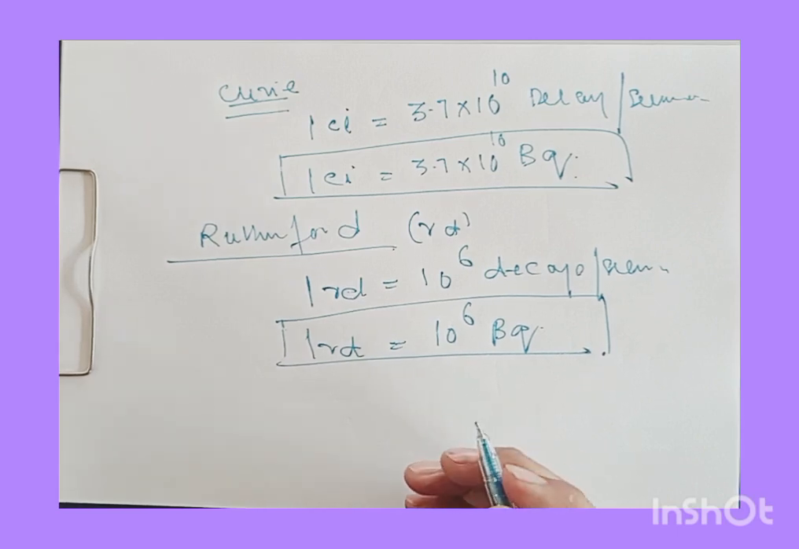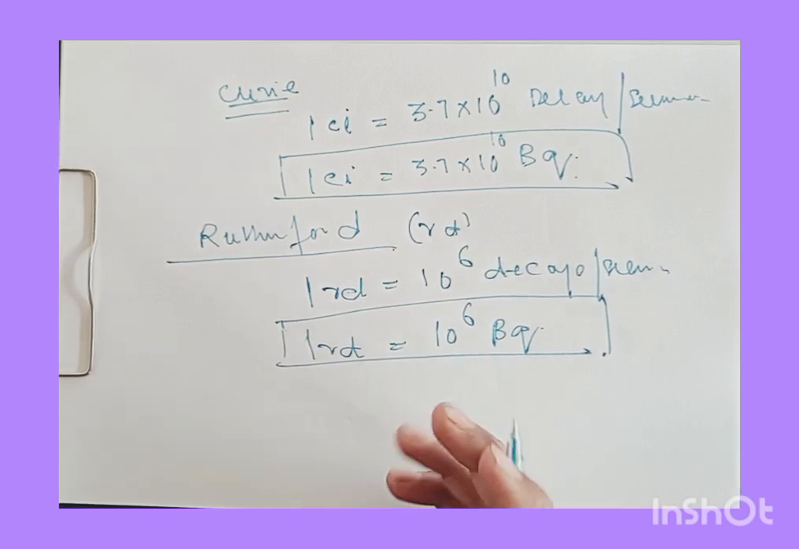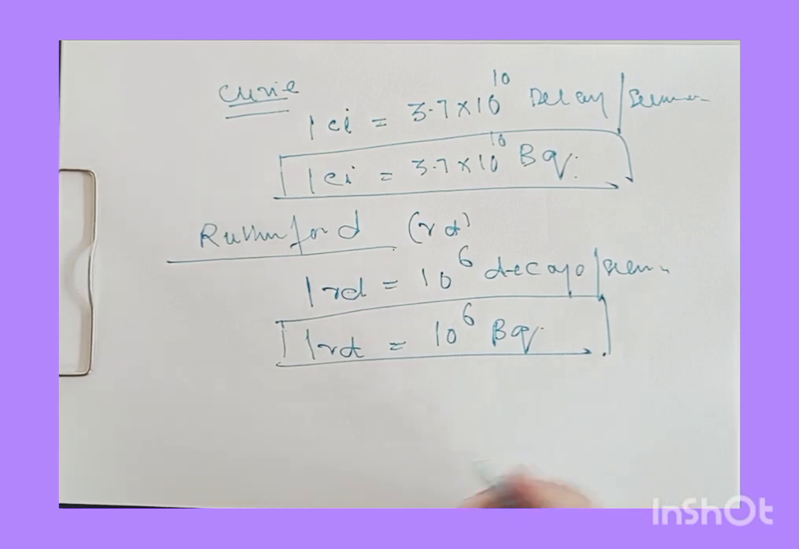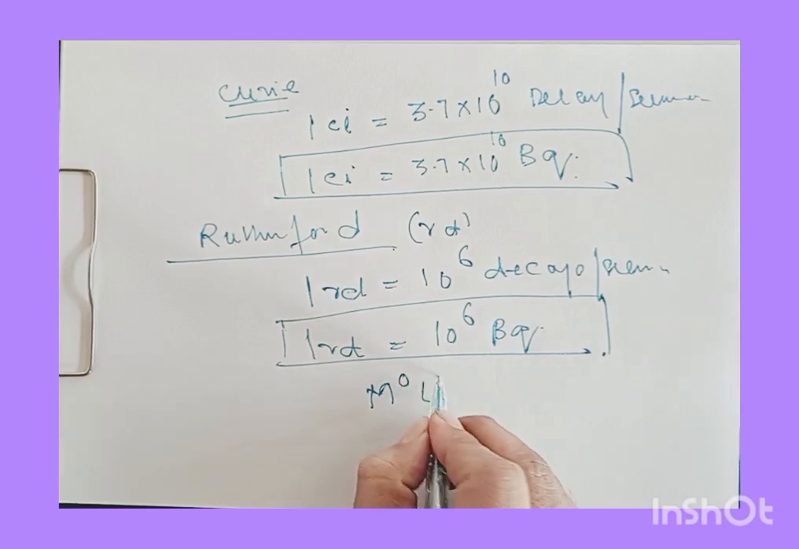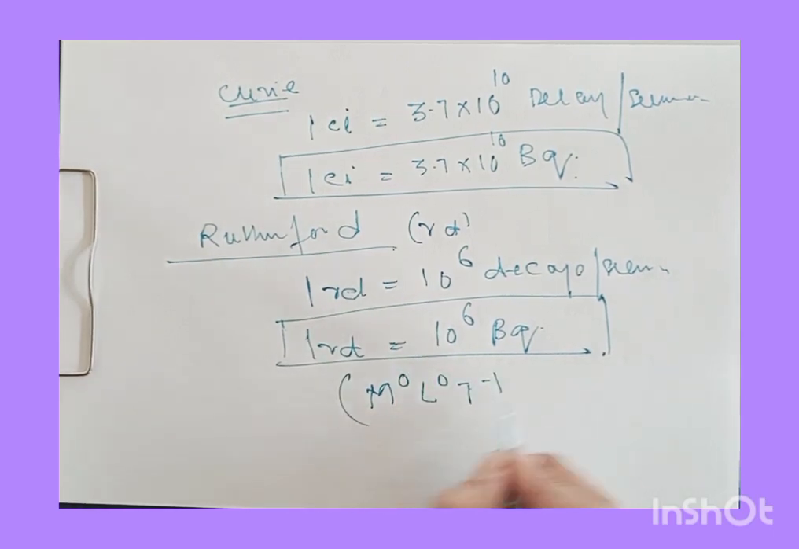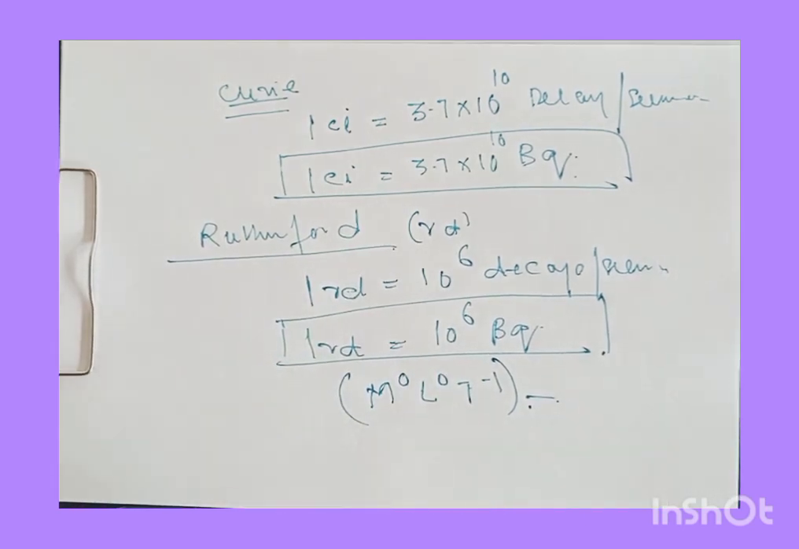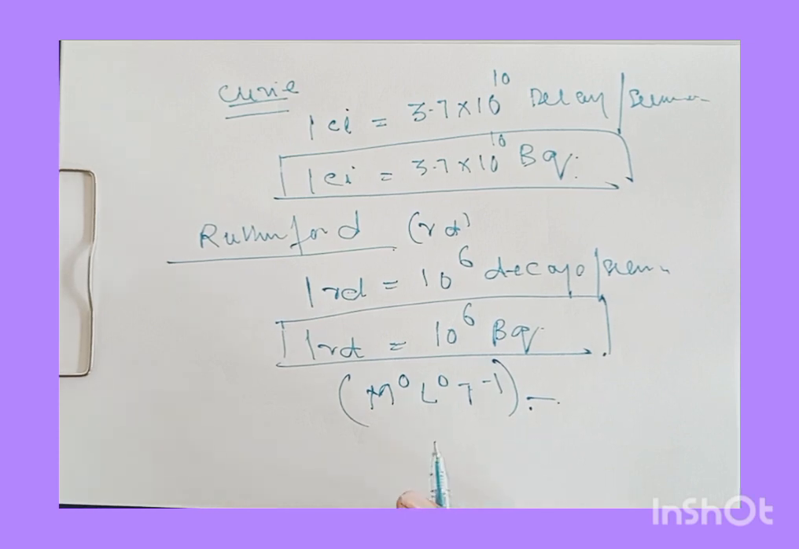We can have the dimensional formula for becquerel, Curie, and Rutherford. In all the cases it is the inverse of time. So its dimensional formula is m0 l0 t to the power of minus 1. It has to be like that. And the level of activity of a sample of a substance is directly proportional to the mass of the sample of the substance.